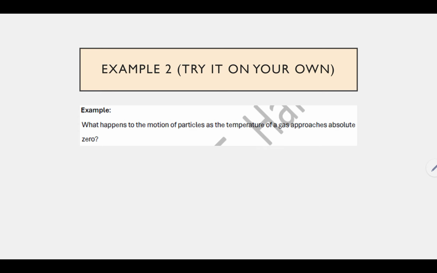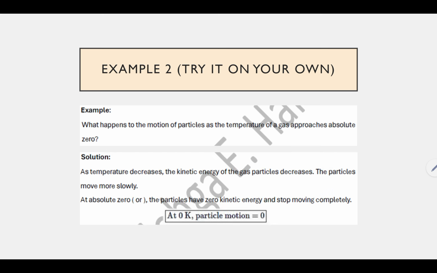Here's an example I want you to try on your own. What happens to the motion of particles as temperature of a gas approaches absolute zero? We said absolute zero is? Yep, Kelvin. So, as temperature decreases, kinetic energy of gas particles decreases, so they move more slowly. At absolute zero, particles have zero kinetic energy and stop moving completely, which is basically at 0 Kelvin.